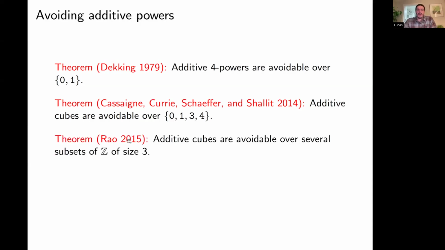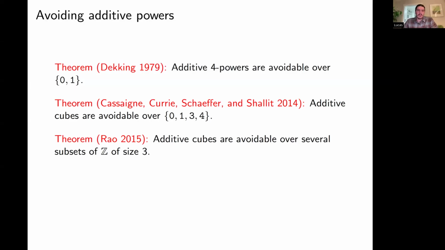And then Rao in 2015 basically took the construction of Kassane, Curry, Schaefer, and Shallot and found some maps from that infinite word to smaller alphabets that still had the property that they had no additive cubes. So additive cubes are avoidable over several subsets of the integers of size 3. Not all of them, but several of them.